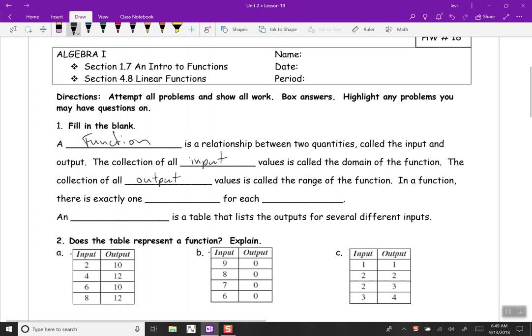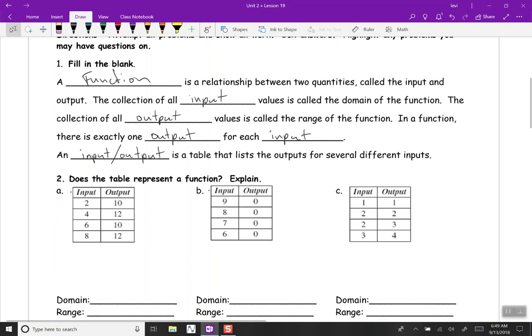In a function, there is exactly one output for each input. And blank is a table that lists the outputs for several different inputs, and that would be an input/output table.